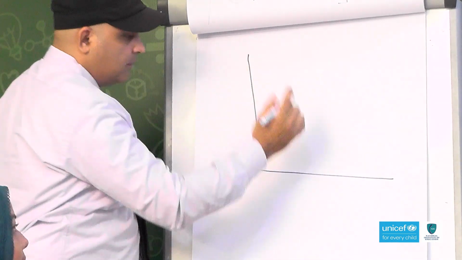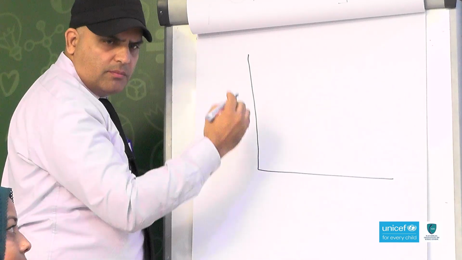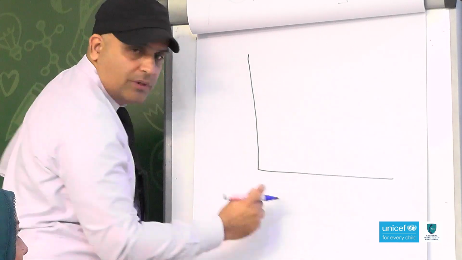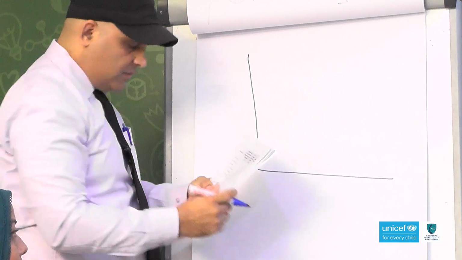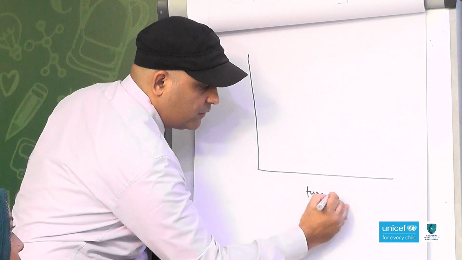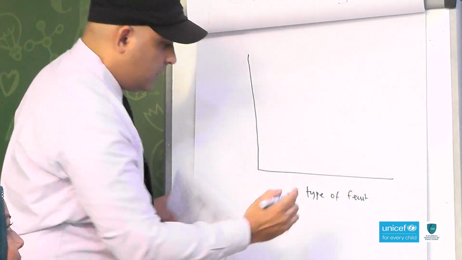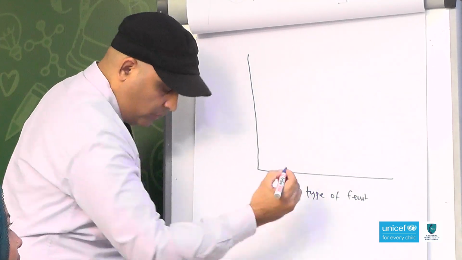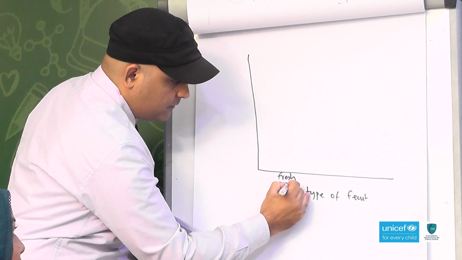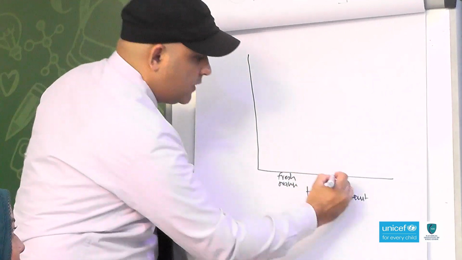Again, the bar graph is already given. I'm not going to draw the whole bar graph here. I'm just going to put the labeled axis. That question is given. Here you're going to say type of fruit. No units there because it's a bar graph here. And then you have here fresh orange, I guess. And then you have the carton orange.